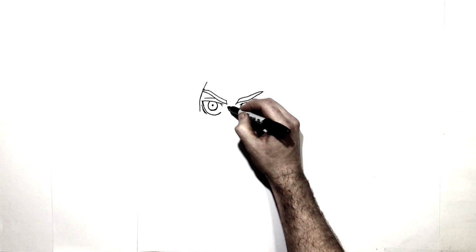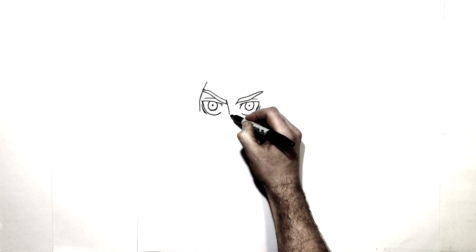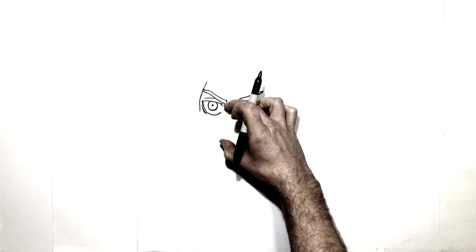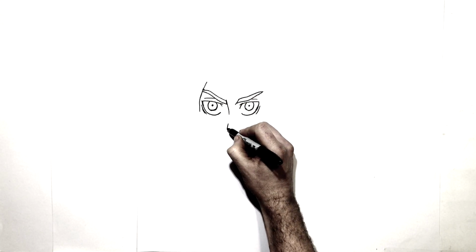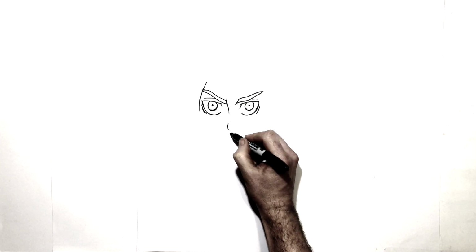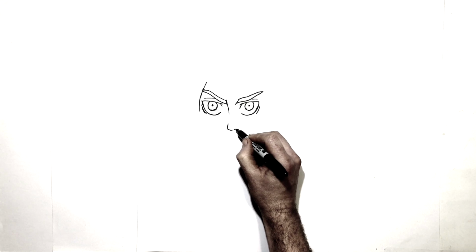So then his nose comes down from this eyebrow. We just have a line like that. And then we're going to leave a gap, and we're going to come down just a little bit more. And then we have a curvy part for the front of his nose. This goes around, and then we have a nostril just there.